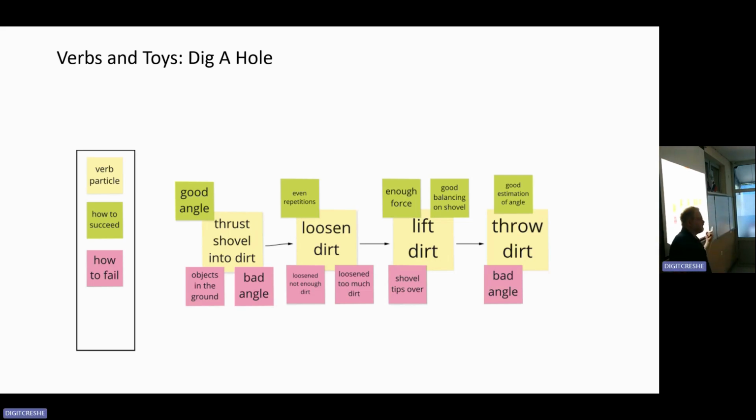Again, as a designer, you would have to think about what part of this could be interesting, because the next thing the game will do is measure whether these conditions are met or not. Lift dirt: do you have enough force? Are you strong enough for the amount of dirt? Can you balance the shovel right? A problem could be if the shovel tips over when you lift it. So, a problem with the shovel itself. And then throw dirt: again, angles could be important here. This would be the next step.